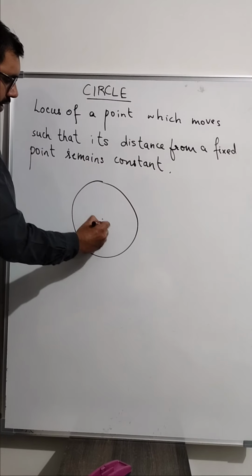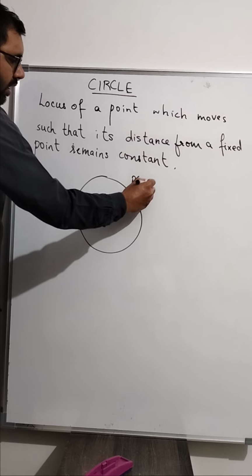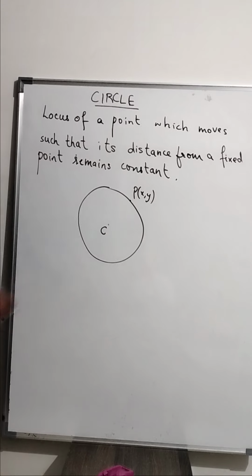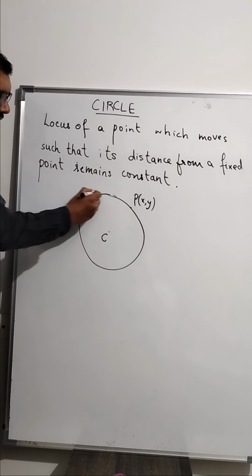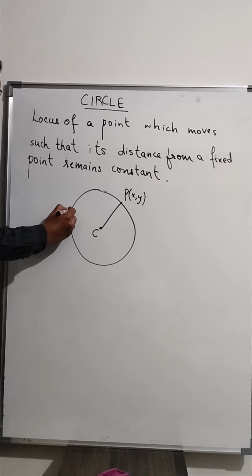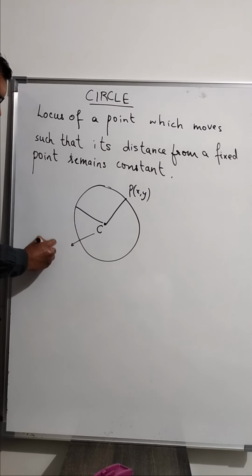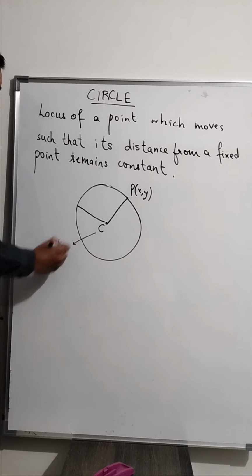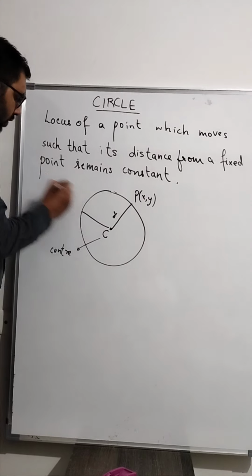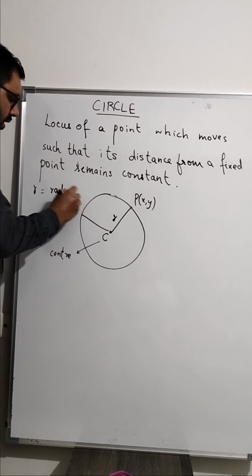The fixed point is called the center of the circle, and the locus of the point which we are trying to find is P(x, y). The variable point is P(x, y). So now point P has to move in such a way that it is always at a fixed distance from the fixed point center. Okay, so C is called the center of the circle, and the fixed distance is called the radius of the circle. R is the radius of the circle.